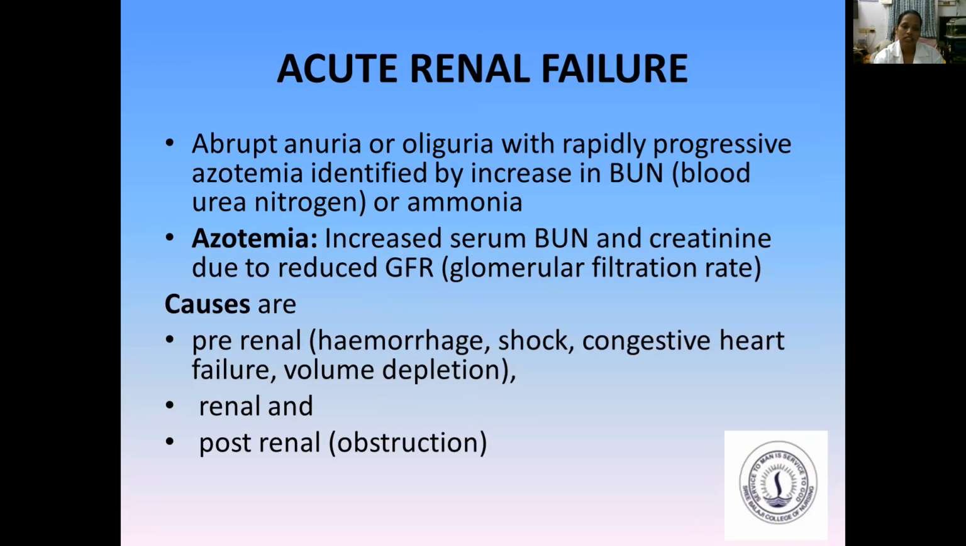Azotemia, so increased serum BUN, that is blood urea nitrogen, and creatinine due to reduced GFR. So GFR is nothing but glomerular filtration rate. So the causes of acute renal failure are divided into three: pre-renal, renal, and post-renal. So in pre-renal, the major causes are hemorrhage, shock, congestive heart failure, volume depletion. In post-renal, we have obstruction.